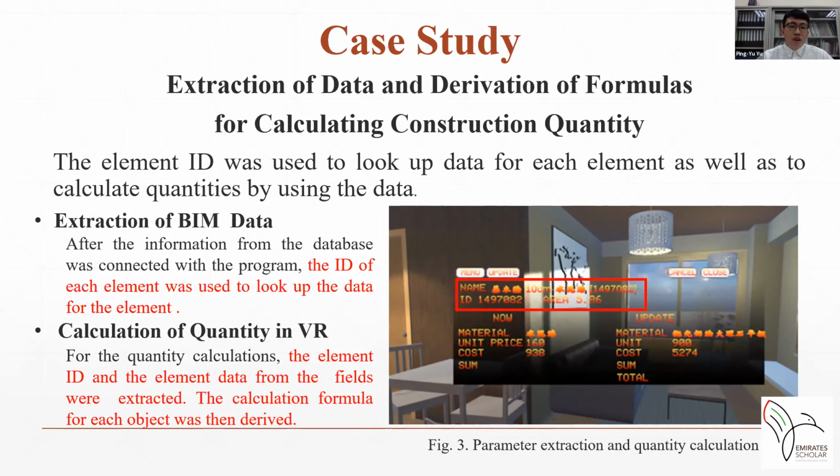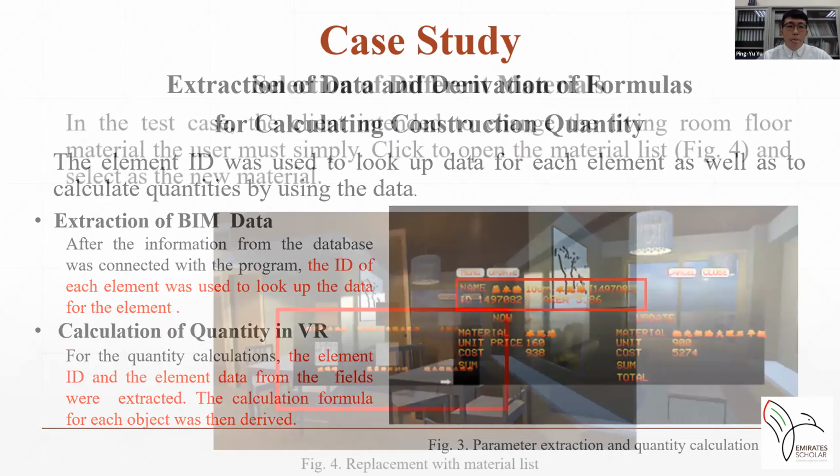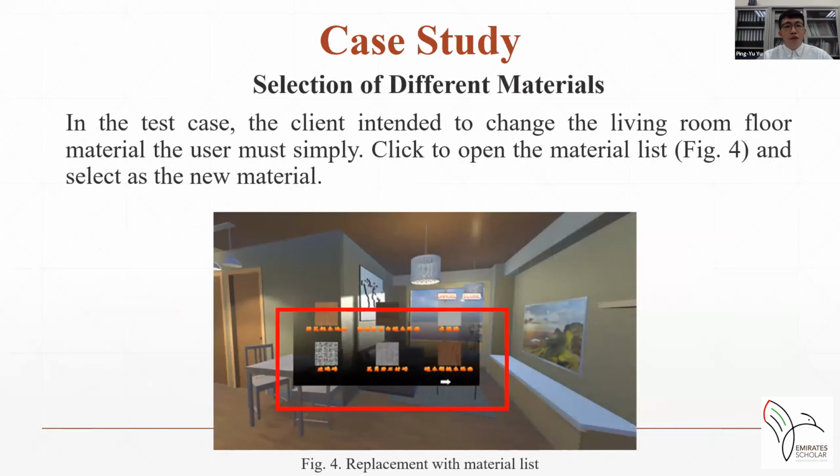The second point is calculation of quantity in VR. For the quantity calculations, the element ID and the element data from the field were extracted. The calculation formula for each object was then derived. Selection of different materials. In the tester case, the client intended to change the living room floor materials. The user simply clicks to open the materials list and selects a new material.